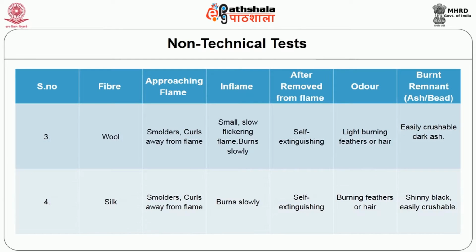Coming to the next category, natural animal fibers, that is wool. While approaching flames, it smolders and curls away from the flame. Under the flame, there is a small flickering flame but it burns slowly. While removing from the flame, it self-extinguishes. Regarding odor, light burning feathers or hair smell. Regarding remnants, it usually yields crushable dark ash.